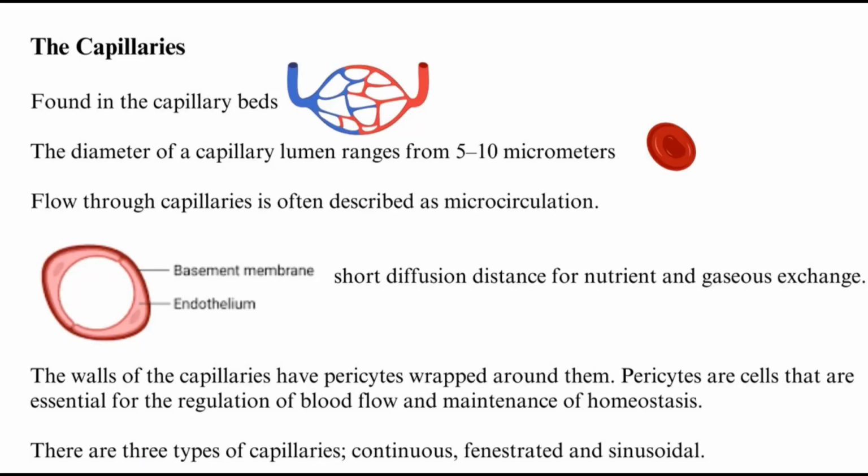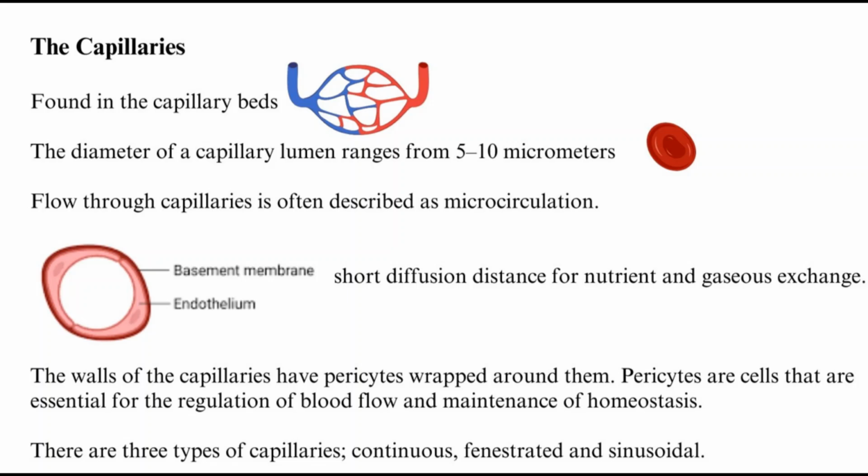Capillaries. Capillaries are found in the capillary beds, which are a network of blood vessels that connect arterioles to the venules. The diameter of a capillary lumen ranges from 5 to 10 micrometers. The smallest are just barely wide enough for an erythrocyte to squeeze through. Flow through capillaries is often described as microcirculation.